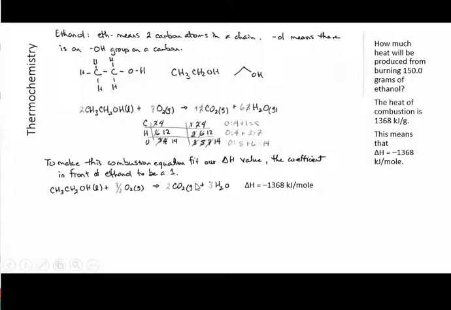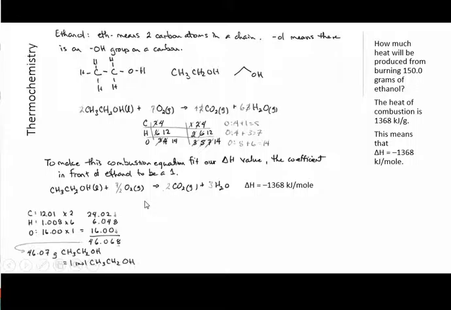So what we want to do now is to find out if I have 150 grams of ethanol, how much energy is produced. Since our energy is not listed in kilojoules per gram, it's listed in kilojoules per mole, we've got to convert this 150 grams of ethanol into moles. And so we're going to have to calculate molar mass. And this is the way we do it in my class. Calculate molar mass like this. We end up with 46.07 grams of ethanol is equal to a mole of ethanol.